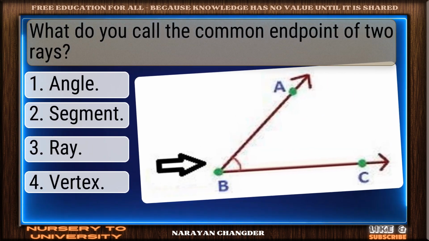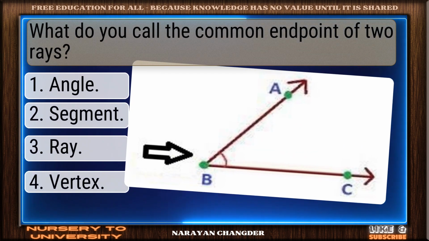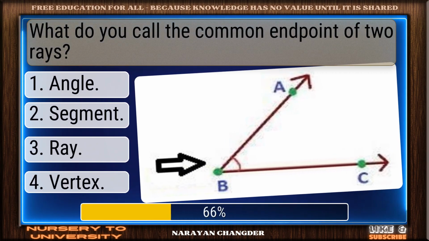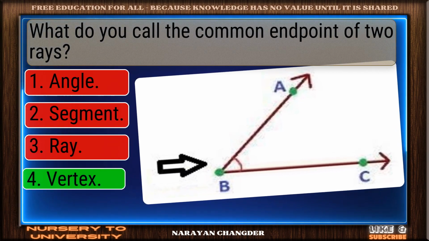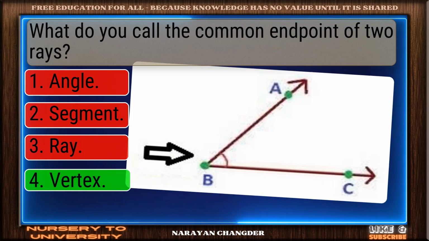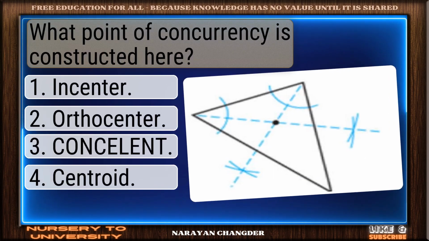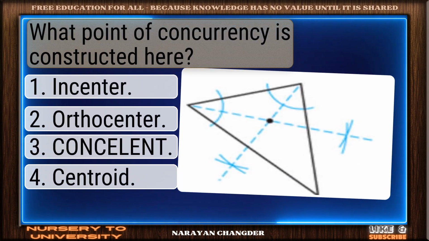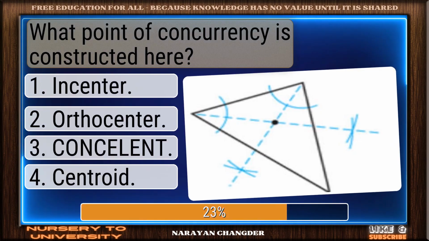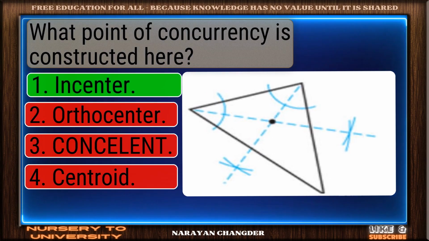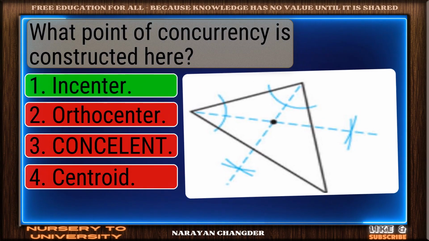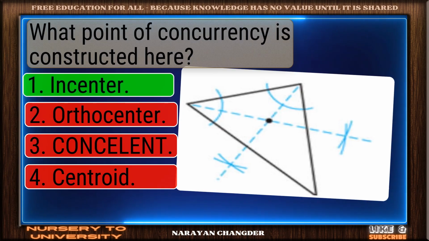Question number 10. What do you call the common endpoint of two rays? Right again. Vertex is a valid answer. Question number 11. What point of concurrency is constructed here? Correct response. Incenter is the most accurate answer.